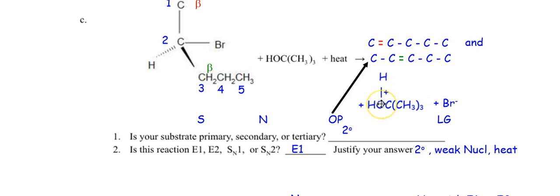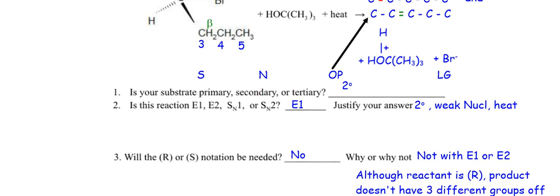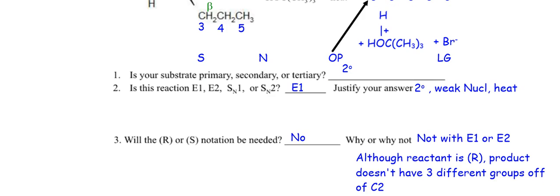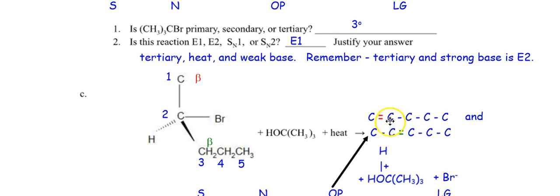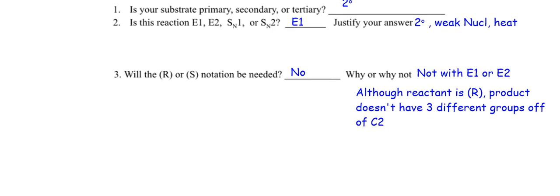Here's again my nucleophile, which is neutral here, so it's going to be positive when the dehydrohalogenation occurs. And here is my leaving group. Okay. So it says, will R and S be needed? Answer is no, because you don't worry about R and S with E1 or E2. Although the reactant is R, if you check it out, the product doesn't have three different groups off the C2. If I look at it, it only has two different groups off of here. There is no hydrogen, so there is no need for R and S. Okay, let's go on to the next page.